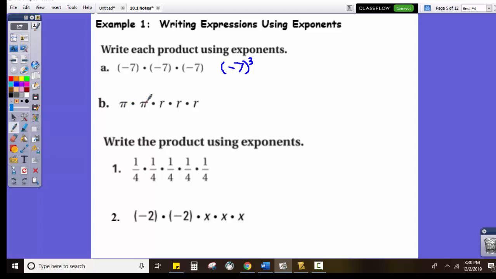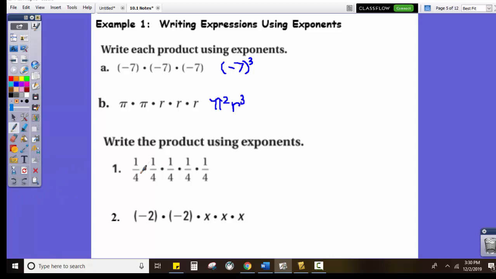B, I have pi times r times r times r. Remember, pi is just 3.14. We're going to keep it as the pi symbol. So pi times pi, that's pi times itself 2 times. So I'll write pi squared. And then r times itself 3 times. So I'll write r to the 3rd power.